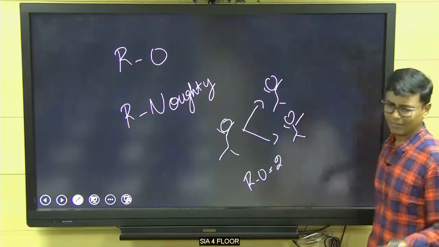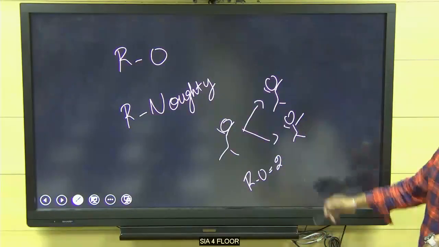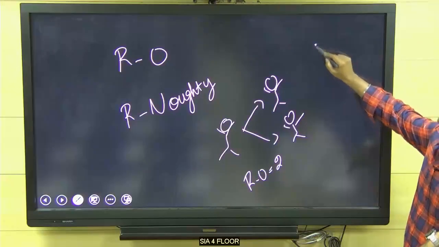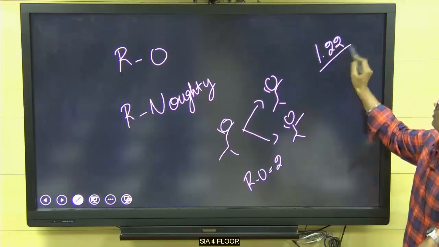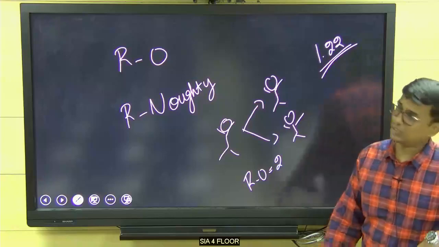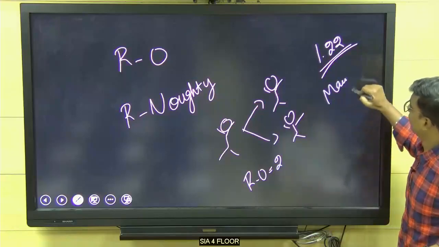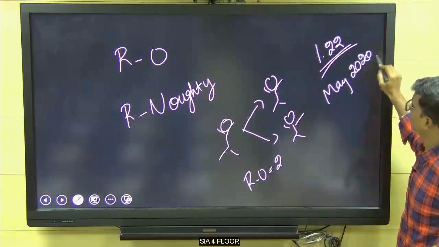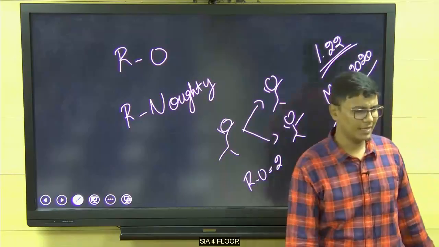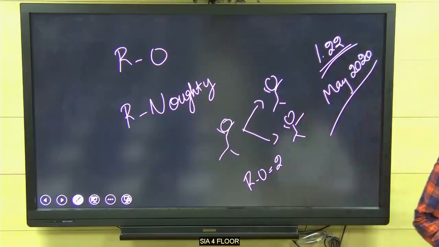The R naught value of COVID-19 as per May 2020 data is 1.22. I have not seen any update about this. This is May 2020 data, I repeat, a little bit older data, almost a year-old data. As per the year-old data, the R naught value of COVID-19 is 1.22.